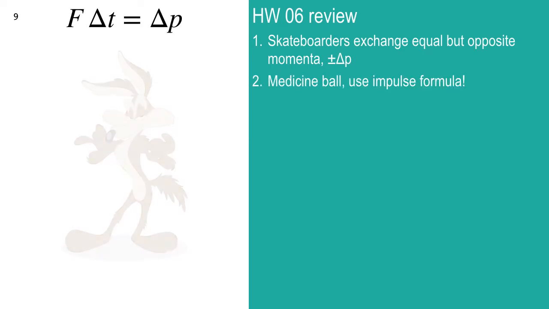Let's do the next one, the medicine ball in space. So this one, if you have a stopping time problem, immediately write down F delta T equals delta P, because most likely it's going to be the easiest method to calculate a stopping time. All right. So there it is up there. On the medicine ball problem, we need a force. We want the delta T, and we'll calculate that if we can get a force and a delta P.